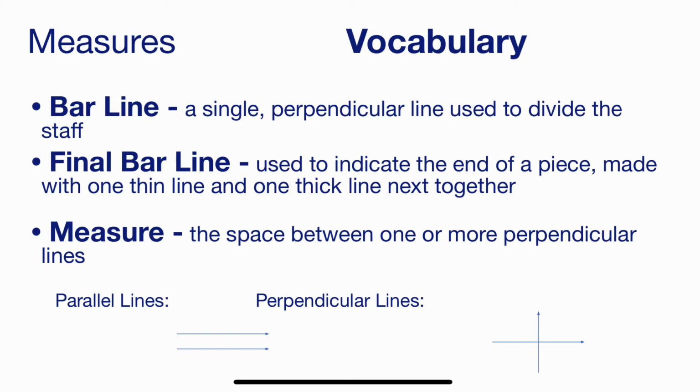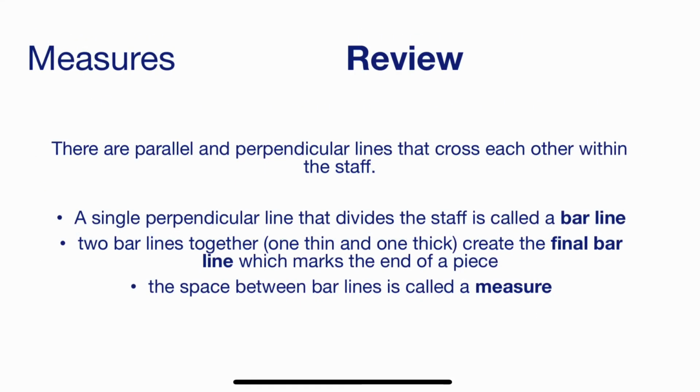To review, we have learned that there are both parallel as well as perpendicular lines that cross each other within the staff. A single perpendicular line that divides the staff is called a bar line. 2 bar lines together, one of them being thin and one of them being thick, creates the final bar line, which marks the end of a piece. We also know that the space between 2 bar lines is called a measure.